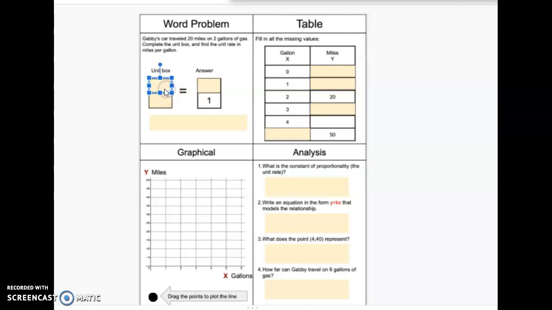Okay, so let's solve this just like we did in Unit 1. So what do we want to know? We want to know the unit rate in miles per gallon. So our unit box is going to be miles per gallon. Right? Now, the miles, we have 20 miles and 2 gallons. The miles is the 20.